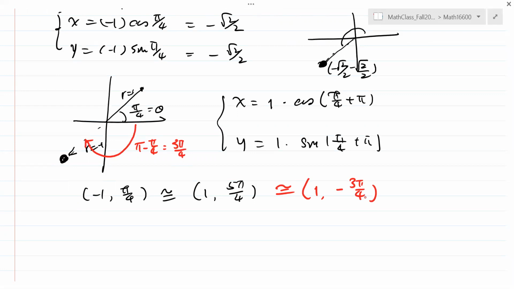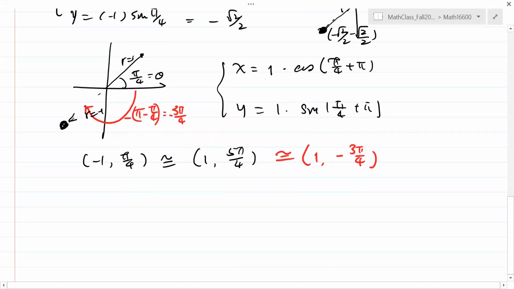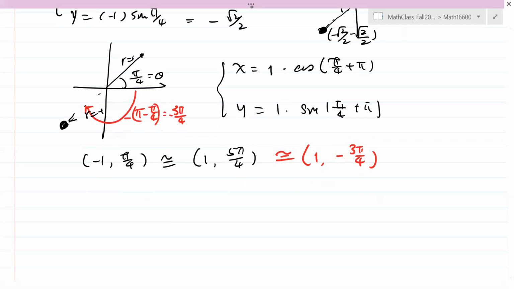Is it because the orientation is clockwise? When it is clockwise, then the angle is actually going to be negative. To be more precise, I should put a negative sign here. That's our theta. So negative 3 pi over 4. And still, you don't need to flip it over to the other side, so that's why r is positive. So the same point in polar coordinates can be described in different ways. All right, so that's about polar coordinates.